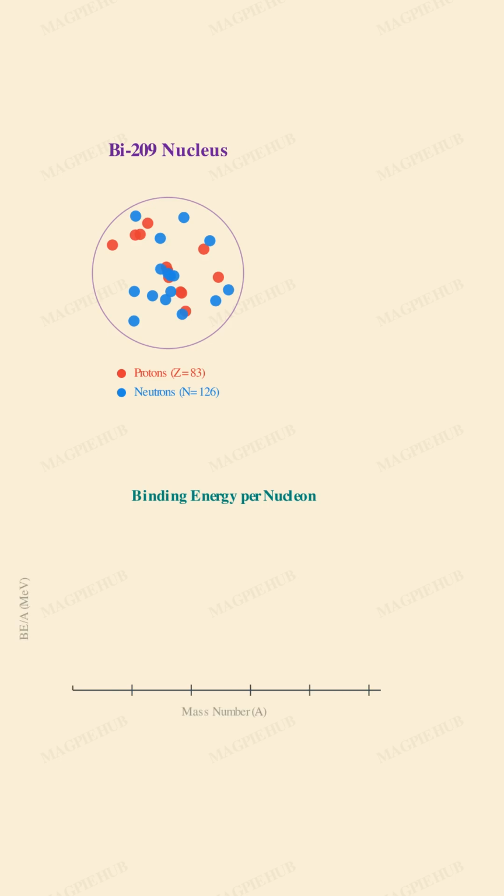The binding energy per nucleon curve shows how tightly nucleons are bound in different nuclei. Iron 56 sits at the peak with about 8.8 MeV per nucleon. Bismuth 209 is a heavy nucleus that lies on the descending part of this curve, with a binding energy per nucleon of approximately 7.84 MeV.